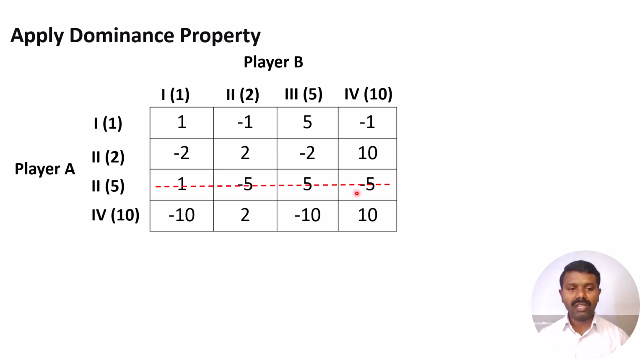Then again, if you see these two strategies, here 1 is dominating minus 10, but minus 1 is not dominating.